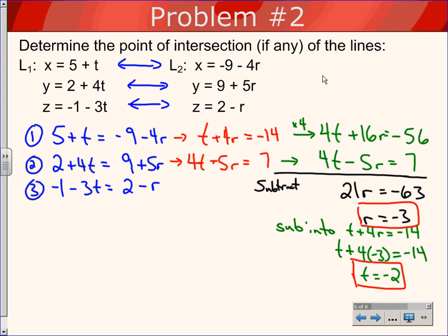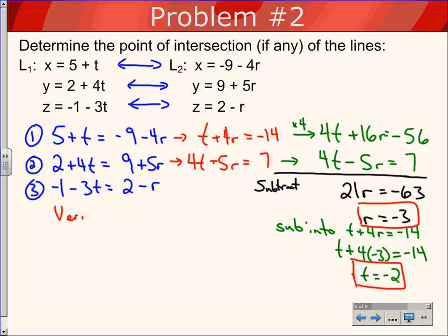But if we can always get an answer by doing that, and we shouldn't always have a point of intersection, there must be something else that happens. And that something else is the equation 3 part. What we need to do is get values of t and r that work not just for equation 1 and equation 2, but also for equation 3. So all that we've guaranteed so far is that r is minus 3 and t is minus 2 works for equation number 1 and equation number 2. I still need to check to verify that it works in equation 3 as well. So that is our final step.